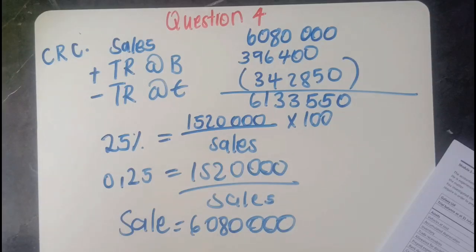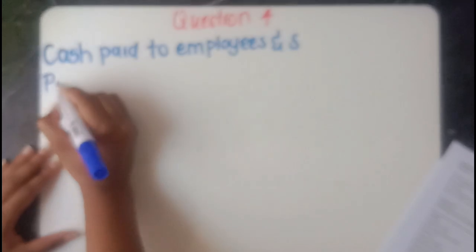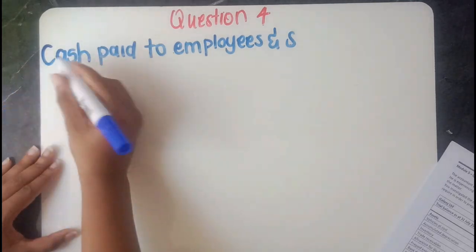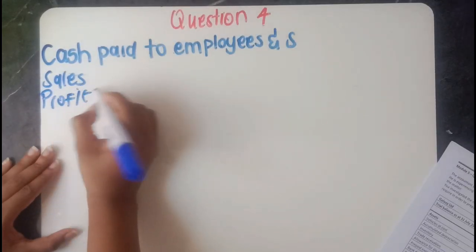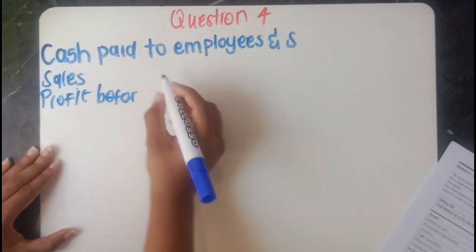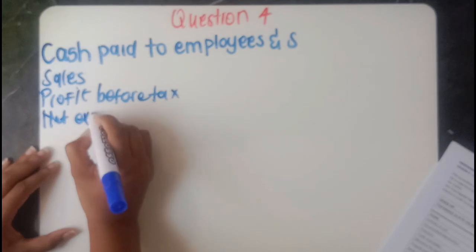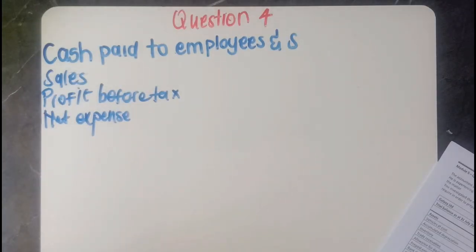Let me erase this and let's get to the hectic part. Okay, so cash paid to employees and suppliers. So we're obviously going to start with profit before tax. Oh, sales first, sorry. You're going to have sales, then profit before tax, and then you're going to have your net expenses. I fear, is this going to fit here? Okay, we'll figure that out.